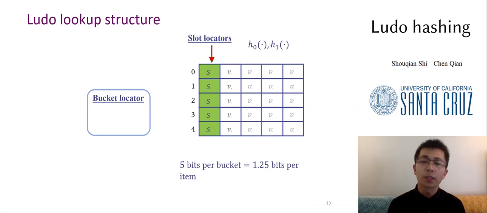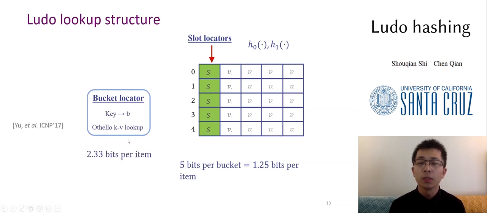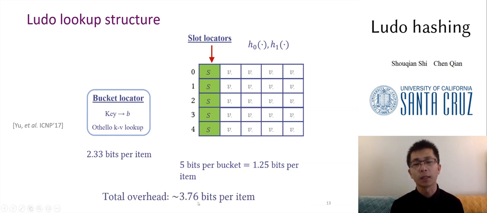The bucket locator stores a 1-bit mapping for each key and is implemented as an Othello hashing, which costs 2.33 bits per key. Othello hashing is a fast and dynamic lookup data structure published in ICNP 17. Ludo leverages a 2-step clearing resolution by a global bucket locator and the slot locators, each for a bucket, and the total overhead is less than half a byte per key value pair.